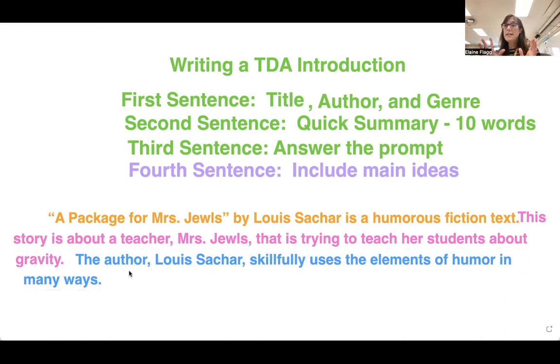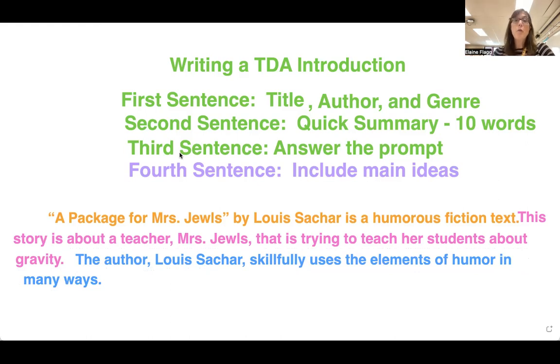So the third sentence is always turning the prompt into a sentence, making it a reality. So far, sentence 1, we have the title, the author, and the genre. Sentence 2, a quick summary. Sentence 3, answer the prompt.